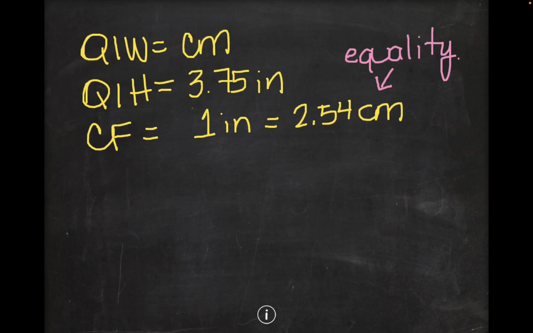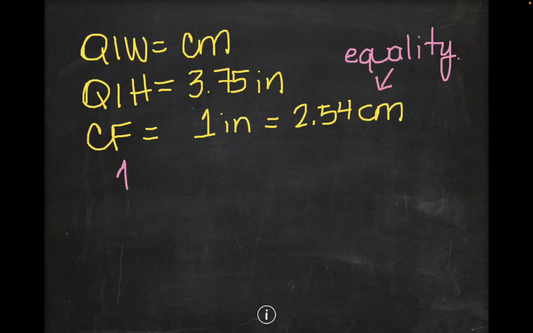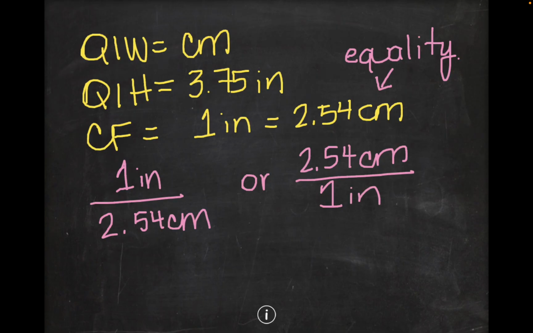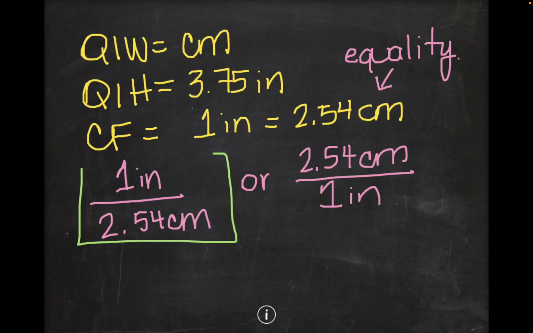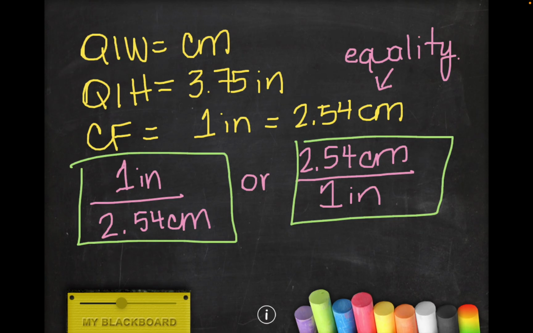Okay? Now, from the equality, I can obtain two different conversion factors. One that says 1 inch measures 2.54 centimeters in the metric system. Or we can say that 2.54 centimeters is exactly 1 inch in the English system. So, which are my two conversion factors? This is one, and this is another one. Can I use both of them to solve the problem? No, I'm going to choose one.